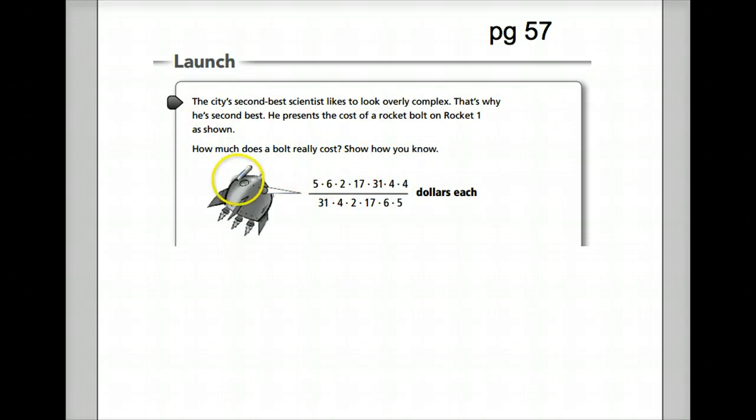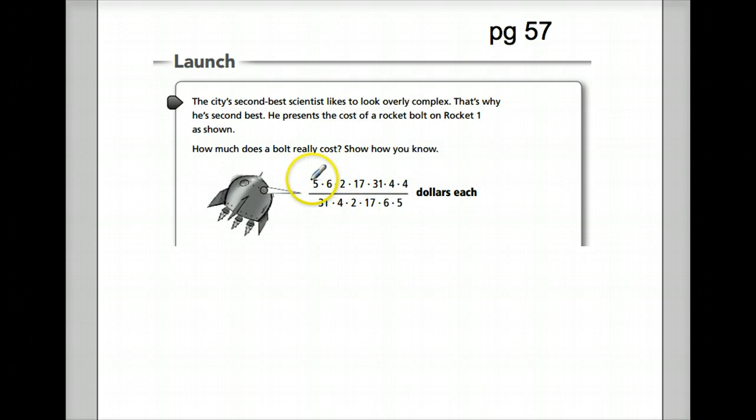Show how you know. So here's the rocket, and we have a big old fraction right here. And then it says dollars each. That means after we simplify this big old fraction, we're going to figure out how many dollars each bolt is. Well, just how we did yesterday, we can cancel out a lot of these numbers.